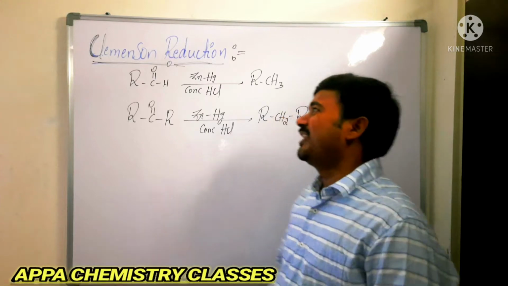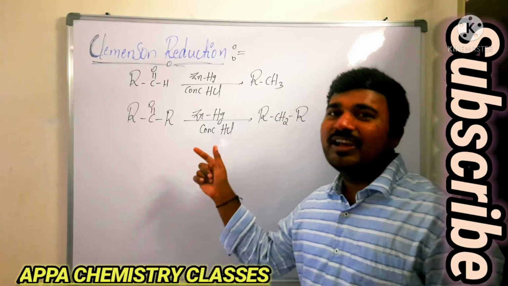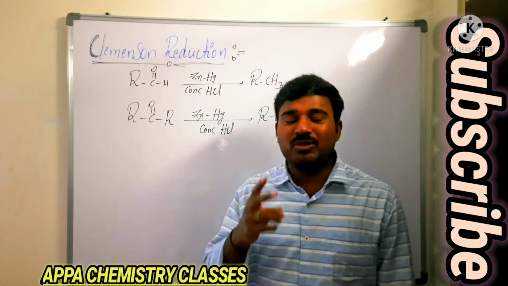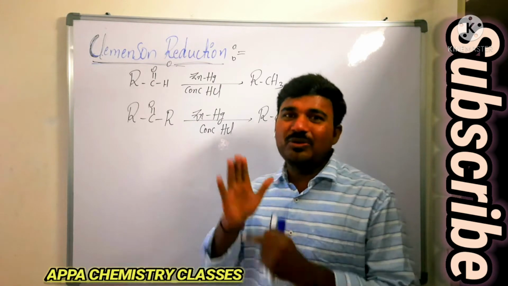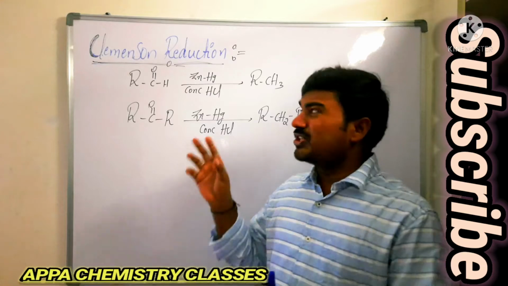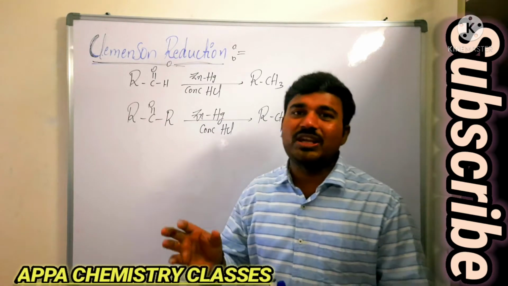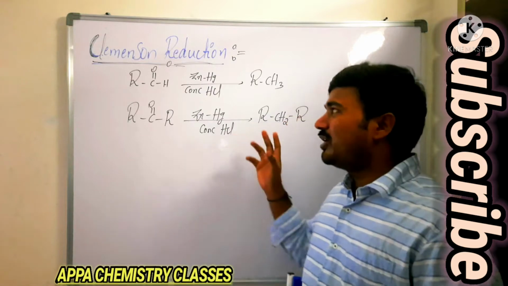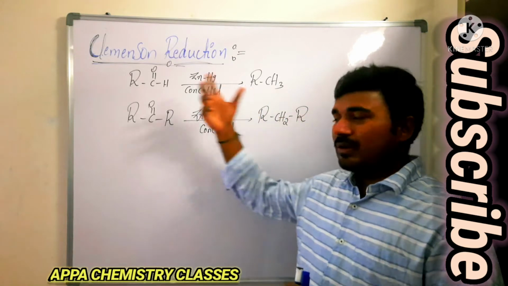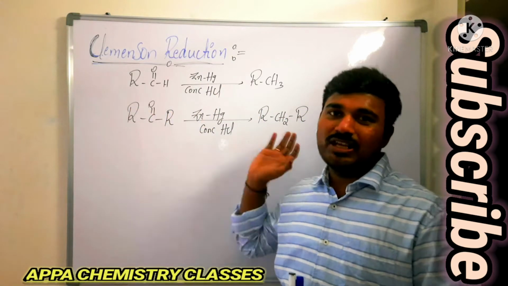So today's named reactions are the Clemmensen reduction and the Wolff-Kishner reduction. Both are very important for reducing carbonyl compounds into hydrocarbons. These two reduction reagents are used in many sequence reactions. Now we are going to see how we get hydrocarbons from carbonyl compounds.